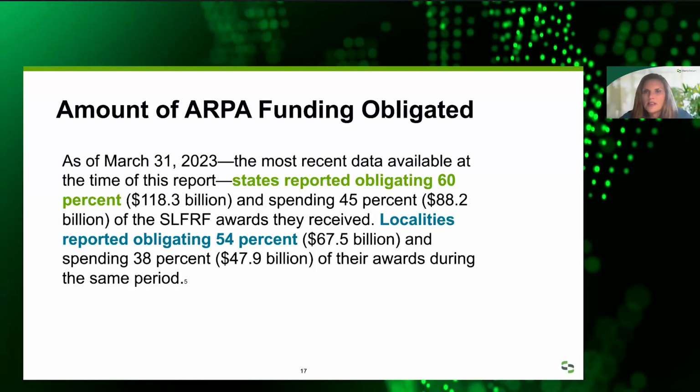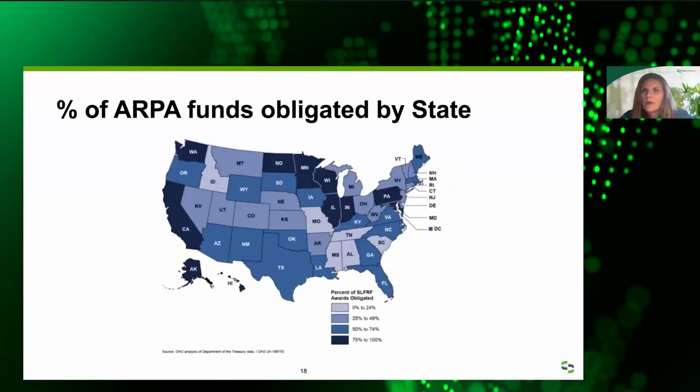So there are still significant opportunities to leverage the dollars, because again, we want to make sure that 1.9 trillion stays 1.9 trillion. There's some work to be done in this process, and we're going through it. These are just some graphics for you to see it across the country: what percent of ARPA funds are obligated?